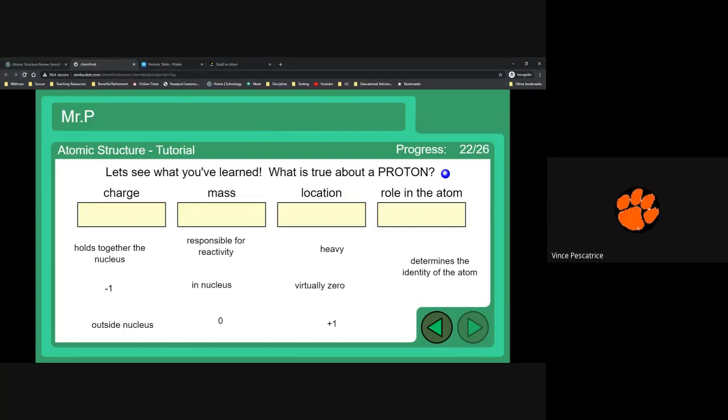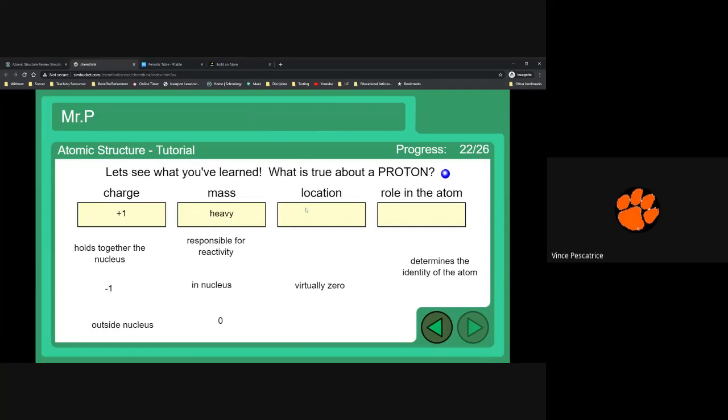Positive, good. So I'm going to choose this positive one. Drag and drop it. If you're right, it'll stick. If you're wrong, it won't. So if I try to put the negative one in there, it would fly away. The mass of a proton, remember we talked about it, you should only think about heavy. Don't worry about the 1 AU. It's a heavy part.